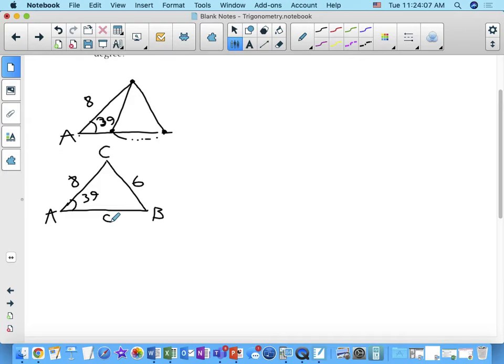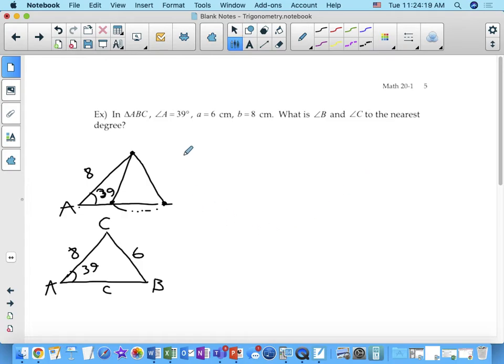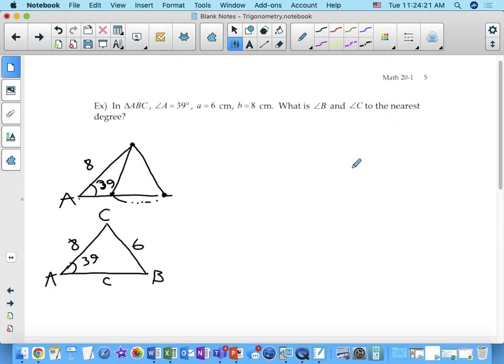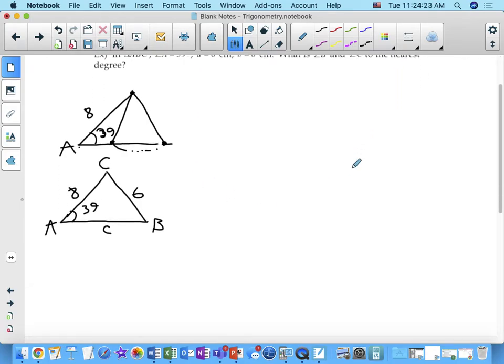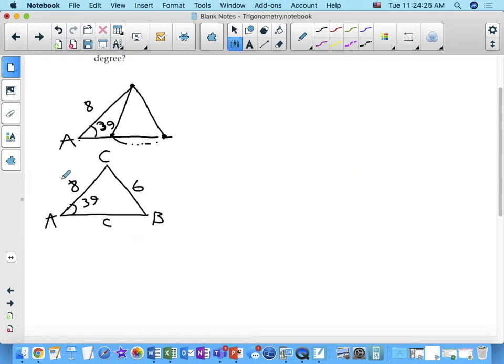Okay, now we have been asked, I believe, for angle C and angle B, to the nearest degree. So we can use the sine law here because we have this pair of angle A and side A, and we know side B, so we could find angle B first.